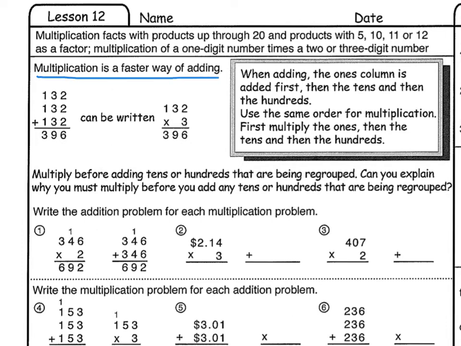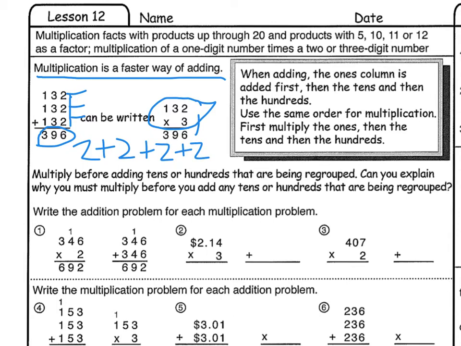Alright, so let's read starting at the top up here. Multiplication is a faster way of adding. 132 plus 132 plus 132 is equal to 396. 132 has been written 3 different times and added together. So it can be written as 132 times 3, which is also 396. Think of it this way. 2 plus 2 plus 2 plus 2. You could write it like that, or you could just write 2 times 4, because that's 4 2's being put together. It's equal to 8 either way.